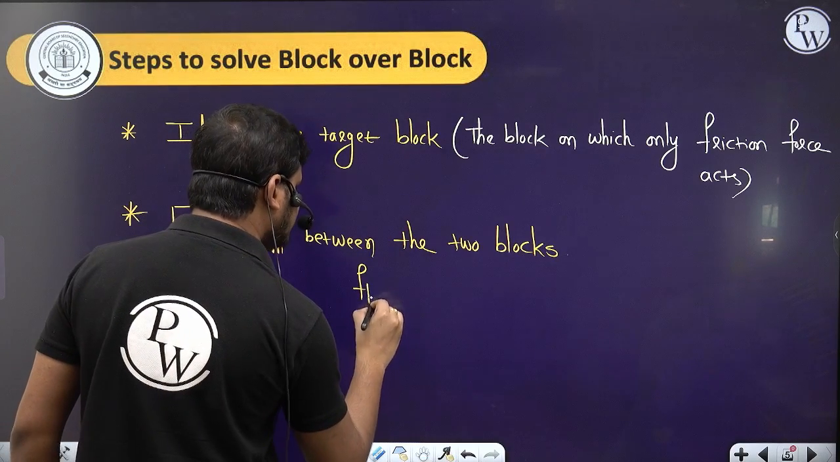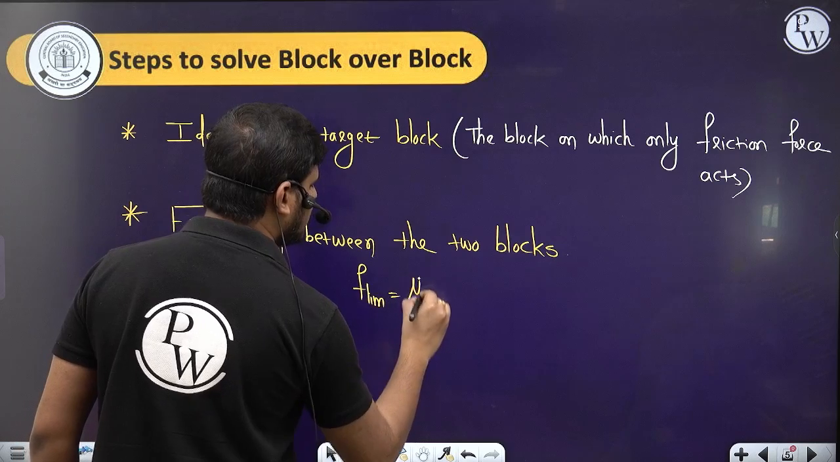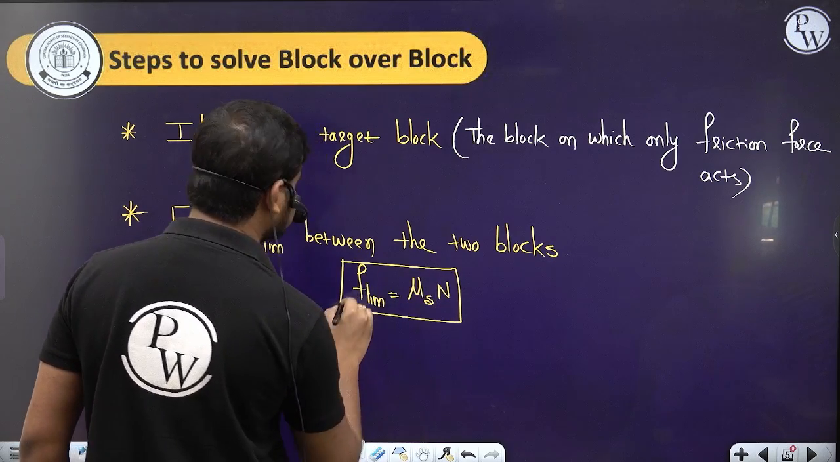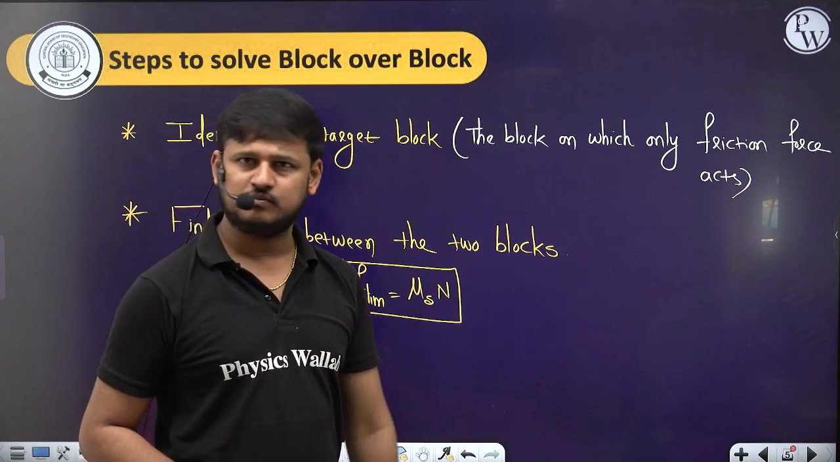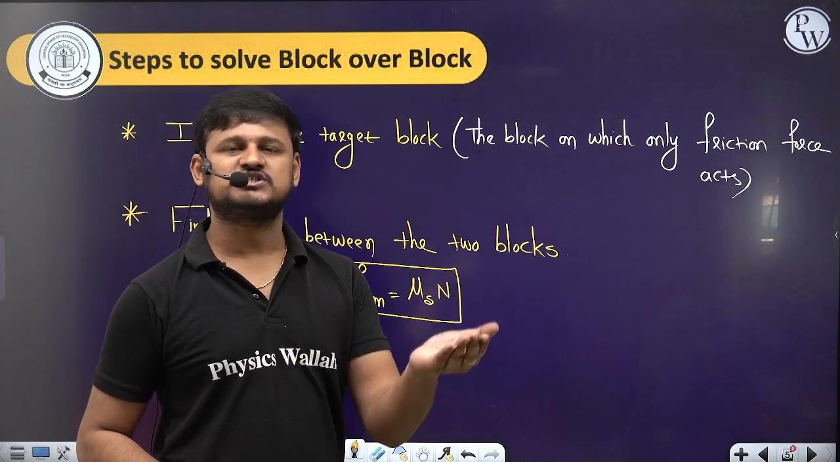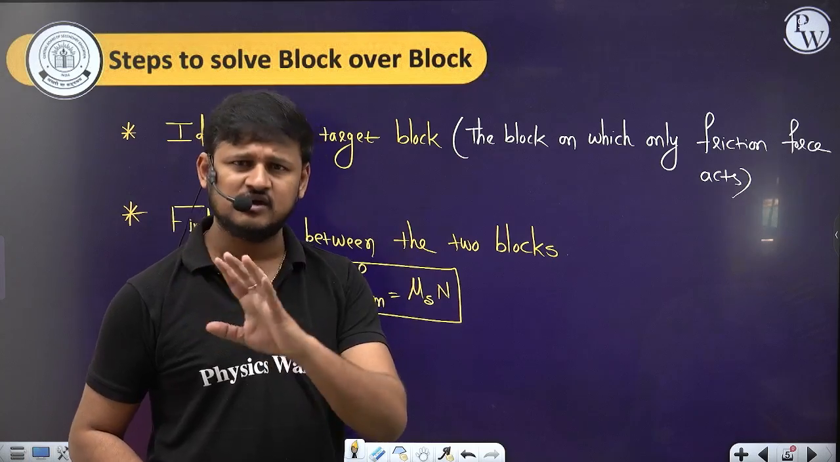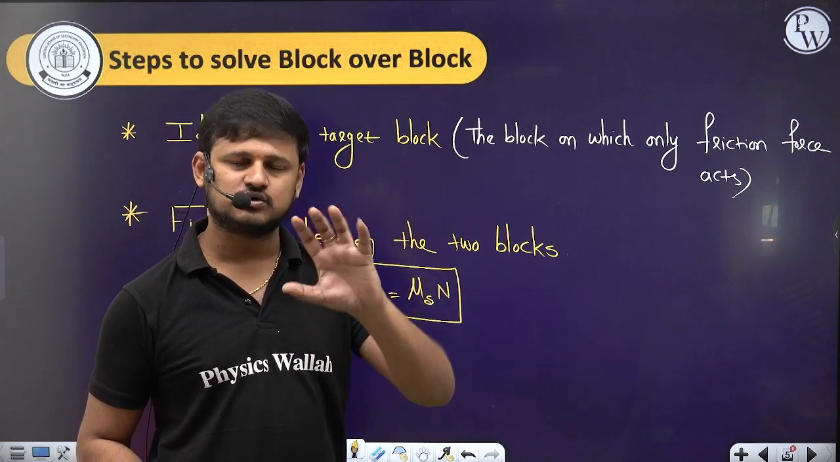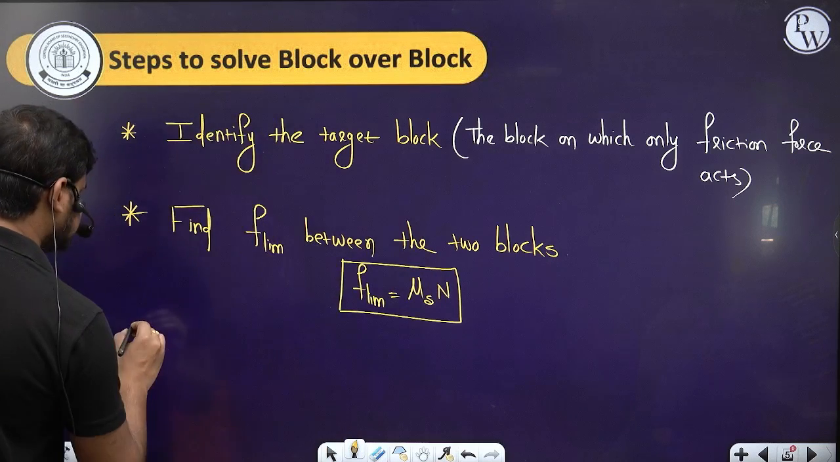The F limiting is equal to mu s into N. So if only one mu is given, it's not mentioned whether it's mu s or mu k, you can consider it as mu s and you can consider it as mu k. For both, it's going to be the same. Okay. So that's the second step.